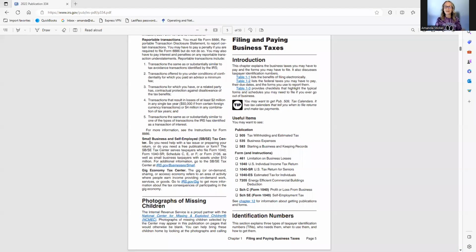So today we are going to go into some more fun information. We're going through Chapter 1, Filing and Paying Business Taxes.